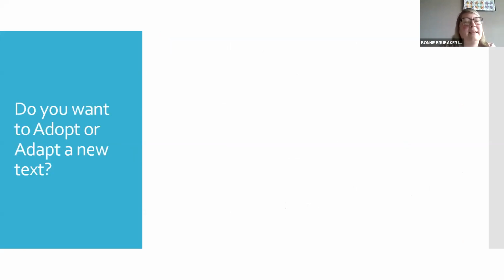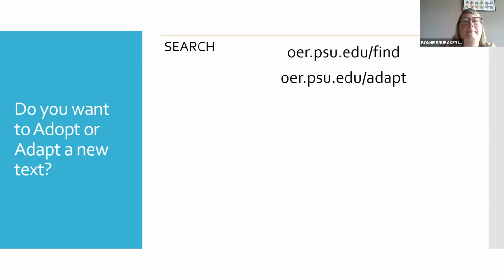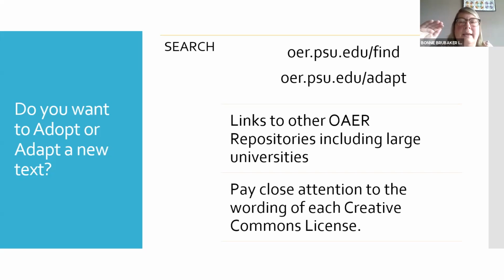Okay. The next part of this is, do you want to adopt or adapt a new text? There are 2 different URLs here that you can use, and this gives you links to other OER repositories. This may give you access to some things that are not available in the EBSCO database that I discussed, including large universities. So you're going to have to do a little bit more searching to be able to find your topic, and some large universities may have a resource in your area and others may not.